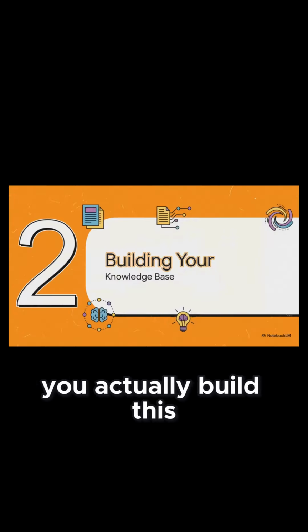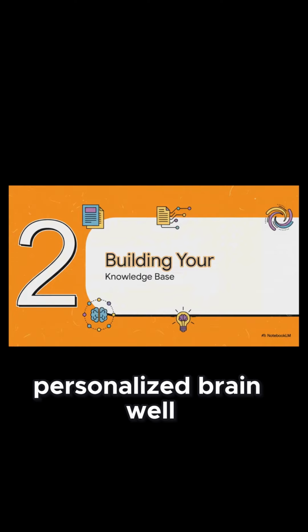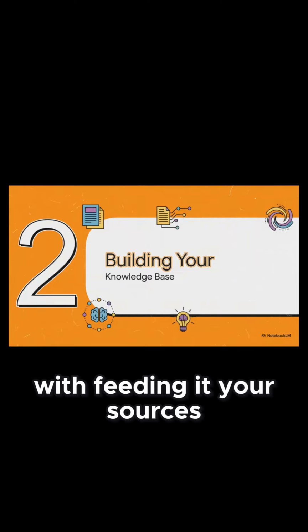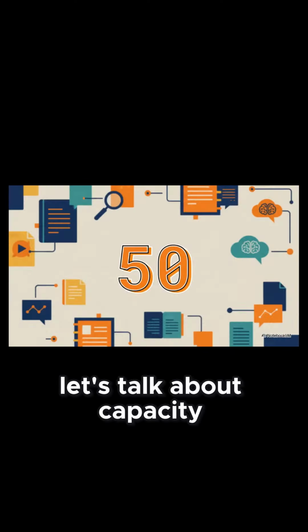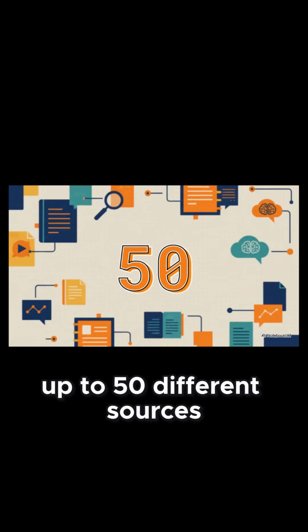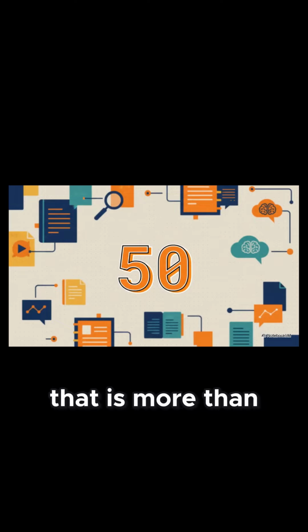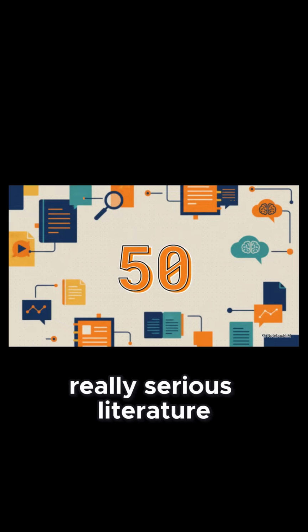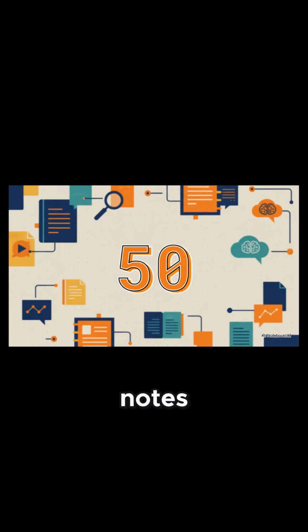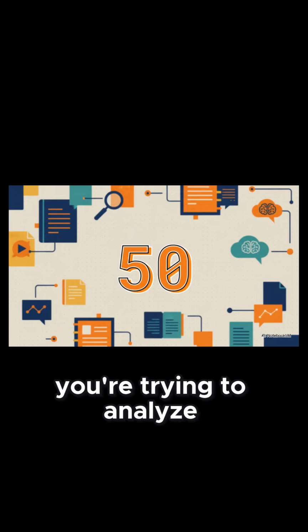So how do you actually build this personalized brain? Well, it all starts, of course, with feeding it your sources. And let's talk about capacity. You can upload up to 50 different sources into a single project, what they call a notebook. And honestly, that is more than enough to handle a really serious literature review, a huge collection of meeting notes, or even chapters of a book you're trying to analyze.